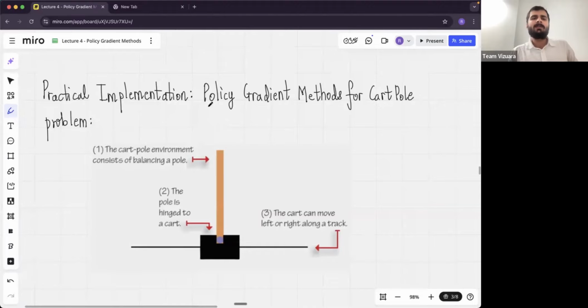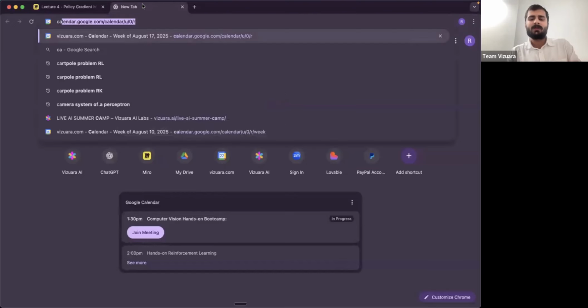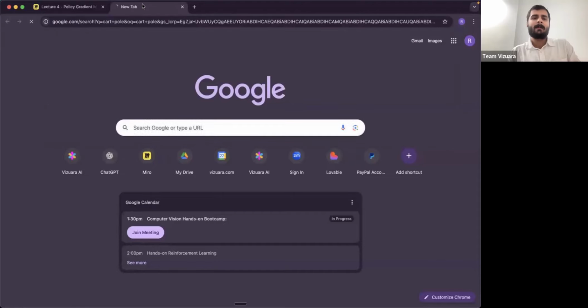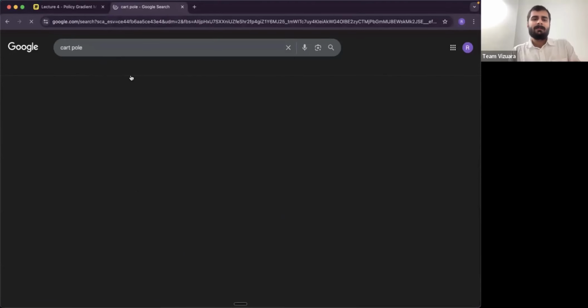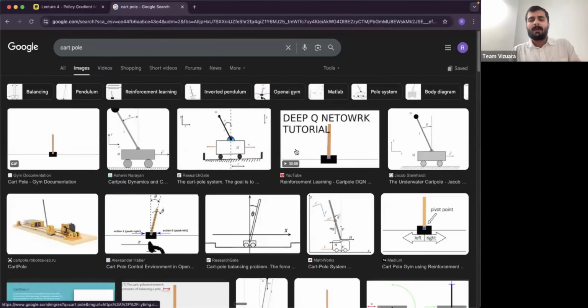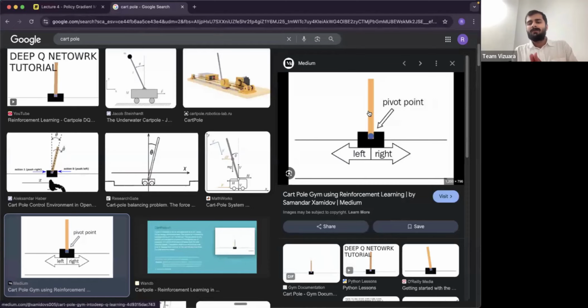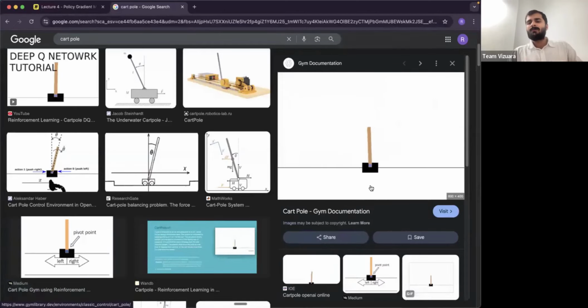The CartPole problem is a standard problem. Let me show you what it looks like. You have a cart pole, and you have to move it. Maybe this GIF will make it clear. You have to move this cart pole left and right so that it doesn't fall. If you always move it towards the right, it will eventually fall to the left. If you move it towards the left, it will eventually fall to the right because of gravity.